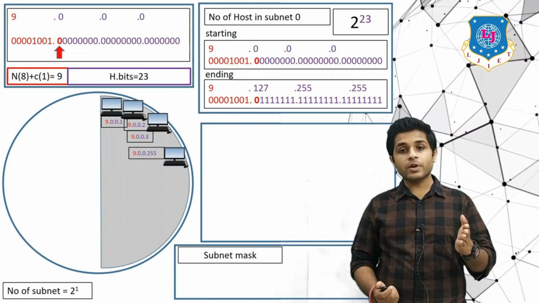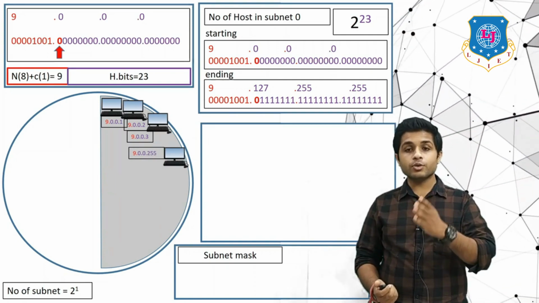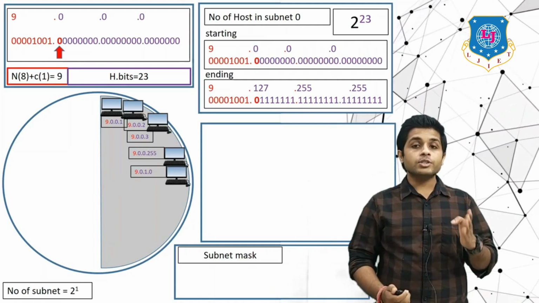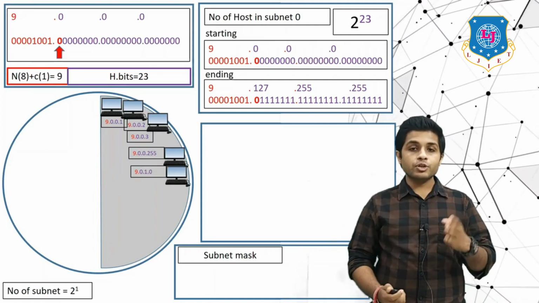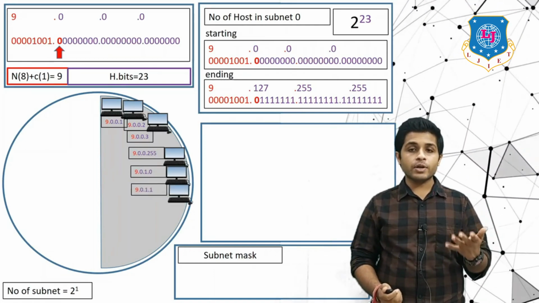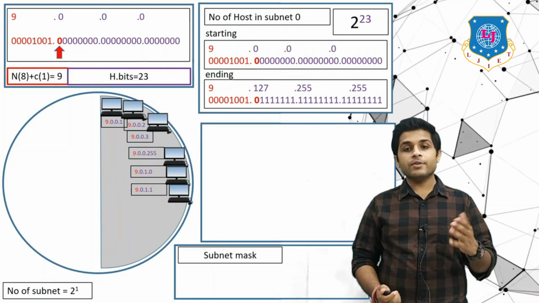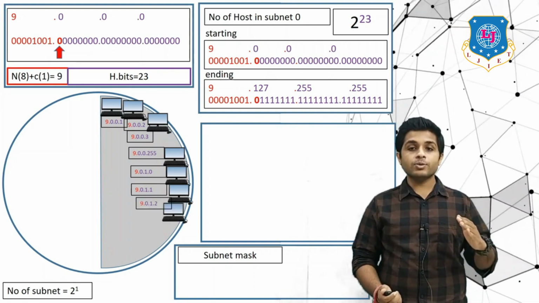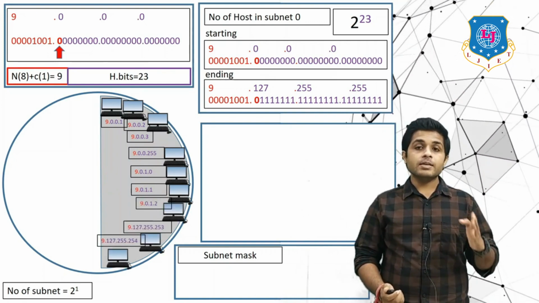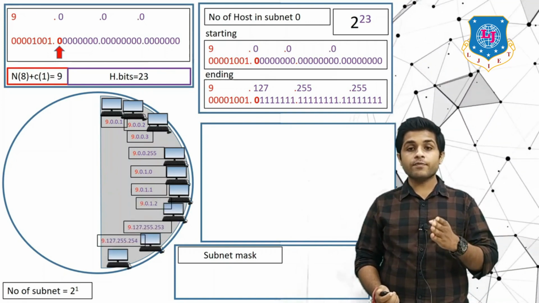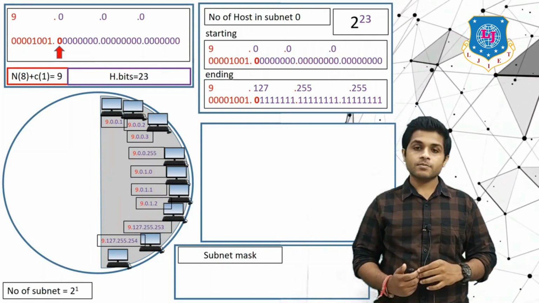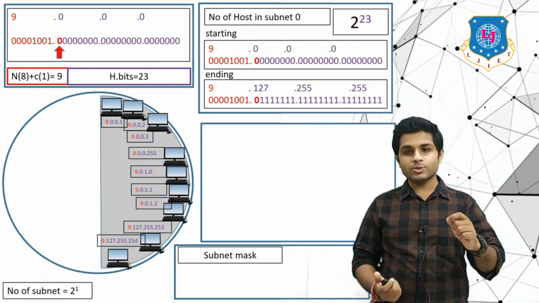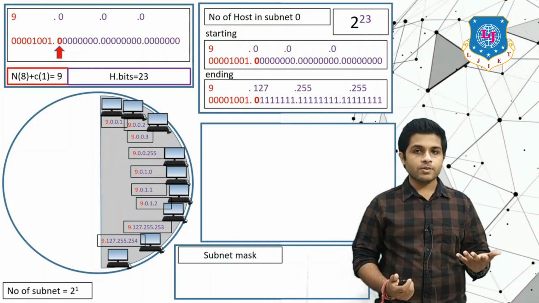If you increment 1 to 9.0.0.255, you will get 9.0.1.0, then 1.1, 1.2, 1.3, 1.4, up to 1.255. Then if you increment 1, you will get 2.0, and if you keep incrementing, the last usable address that you will get is 9.127.255.254. Are you getting it? So that is the last usable address of subnet 0.